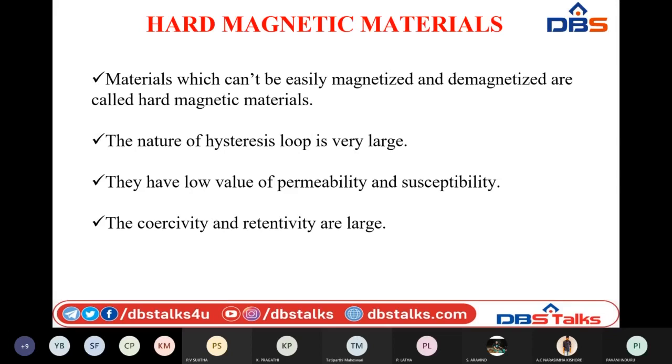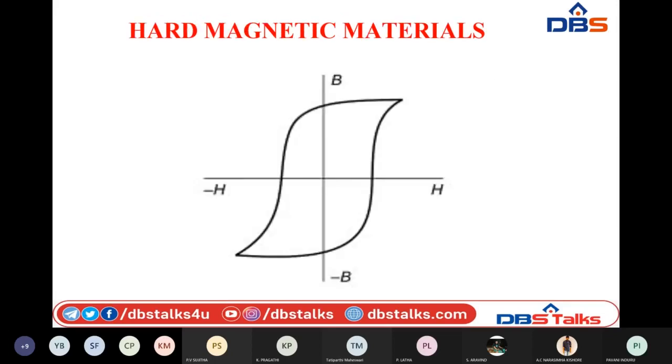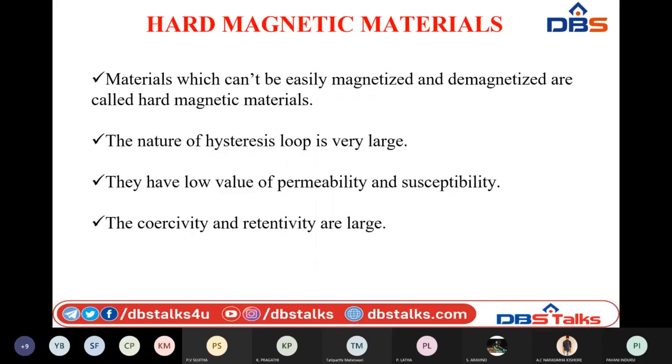The nature of the hysteresis loop is very large, because we need to spend a lot of energy to make them behave as magnets and to remove the magnetic properties from them. That is why the hysteresis loop is very broad, as shown here. Since these have a very large hysteresis loop, they possess a very large amount of hysteresis loss. That means a large amount of energy is wasted while converting them into magnets and while removing the magnetization from them.